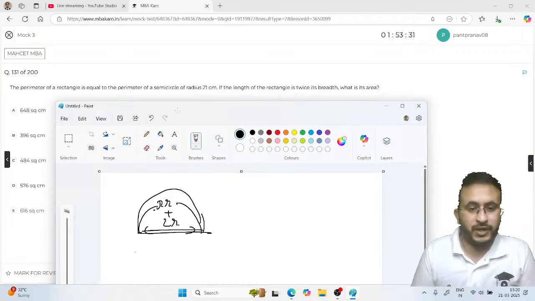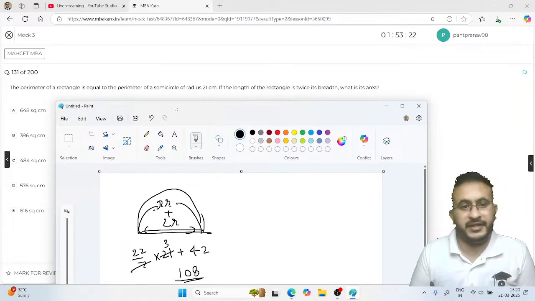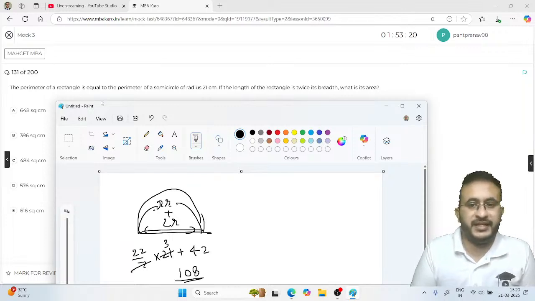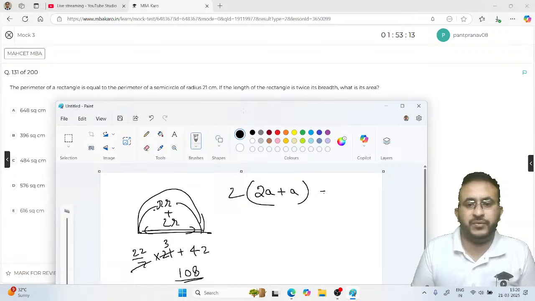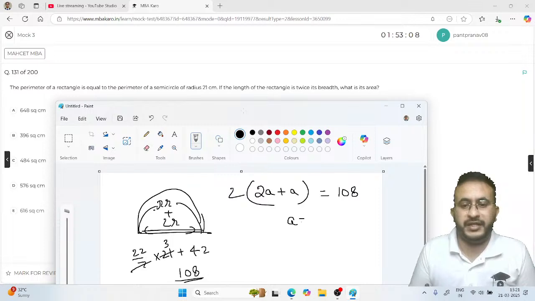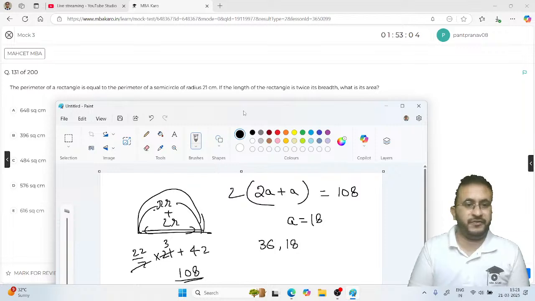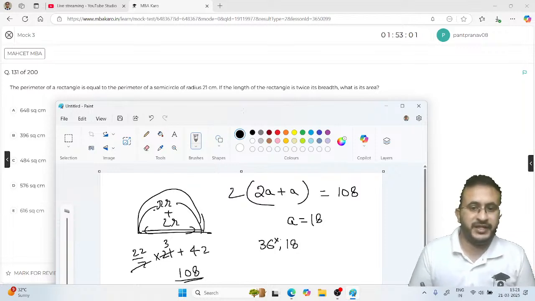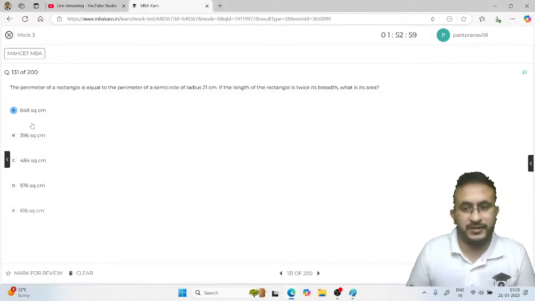So pi into r, 22 by 7 into r plus 42. So this is 66 plus 42, 108. So it is saying that length of rectangle is twice its breadth. So we have 2a plus a and into 2 that is equal to 108. So 6a is equal to 108, a is 18. So it is 36 and 18 and we need to find its area. So 36 into 18, area is 648.